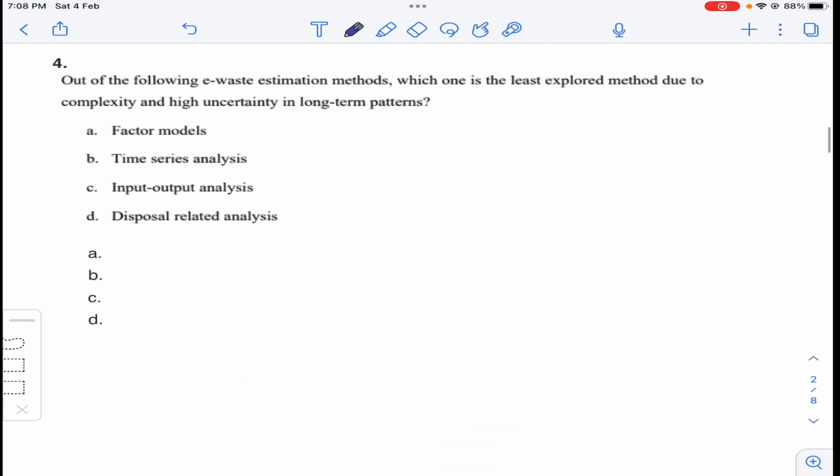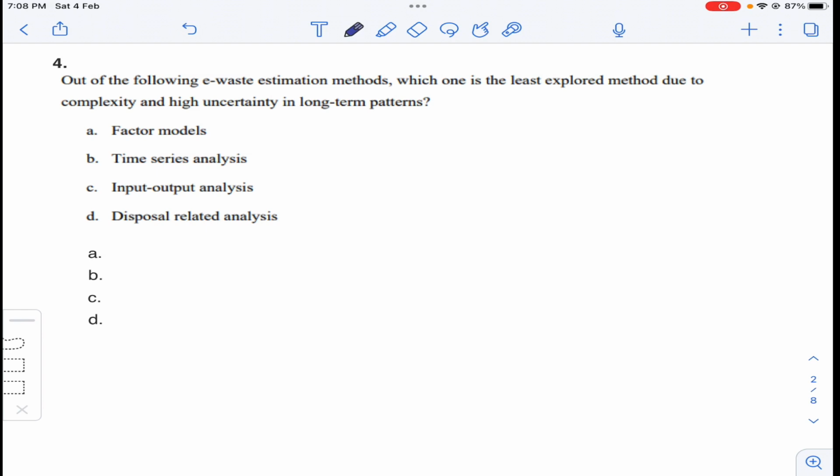Coming to question number 4, out of the following e-waste estimation methods, which is the least explored method due to complexity and high uncertainty in long-term patterns. So the same methods were discussed in question number 1, and the most frequently used method will be input and output analysis, that was already discussed.